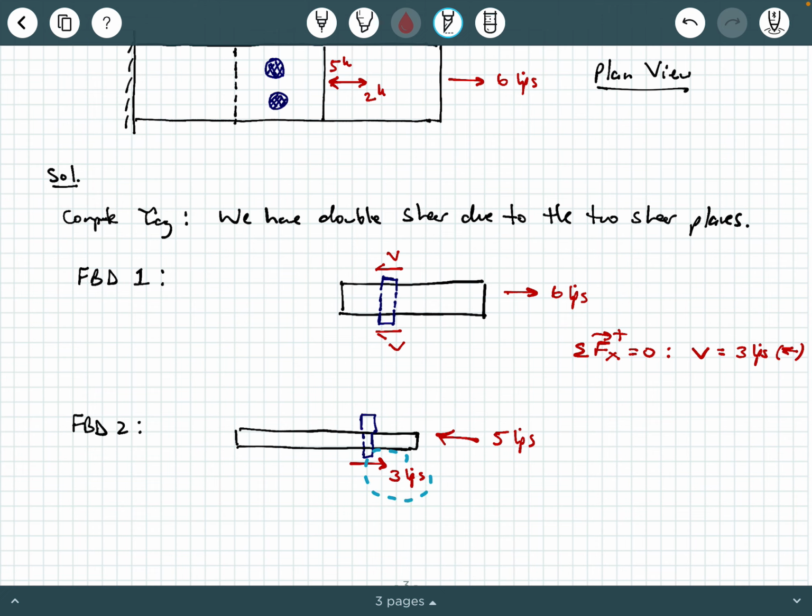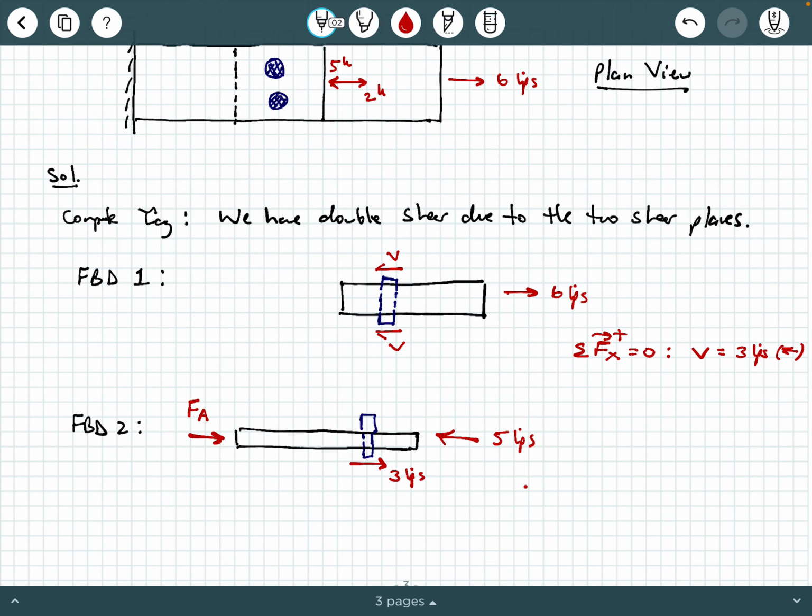It's pointing to the right in free body diagram number 2, whereas in free body diagram number 1, it was pointing to the left, okay? Now, what we're really looking for at this point is the axial reaction. I'm going to call this FA.